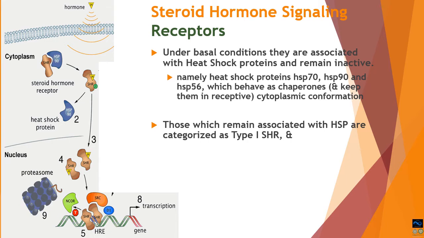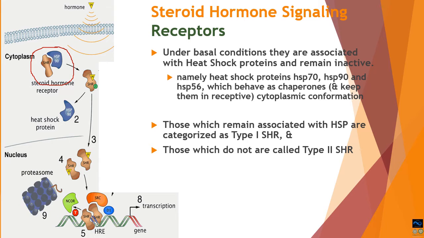Those which remain associated with the heat shock proteins are classically categorized as type 1 steroid hormone receptors, and those which are rarely found are the type 2 SHRs, which do not need HSPs. Most of the abundant classes of steroid hormone receptors are the ones usually associated with heat shock proteins under basal conditions. As you can see on the left side of the picture, these are classical type 1 steroid hormone receptors, associated with HSP 90, HSP 70, or 56, remaining in an inactive conformational state, but receptive to hormones.